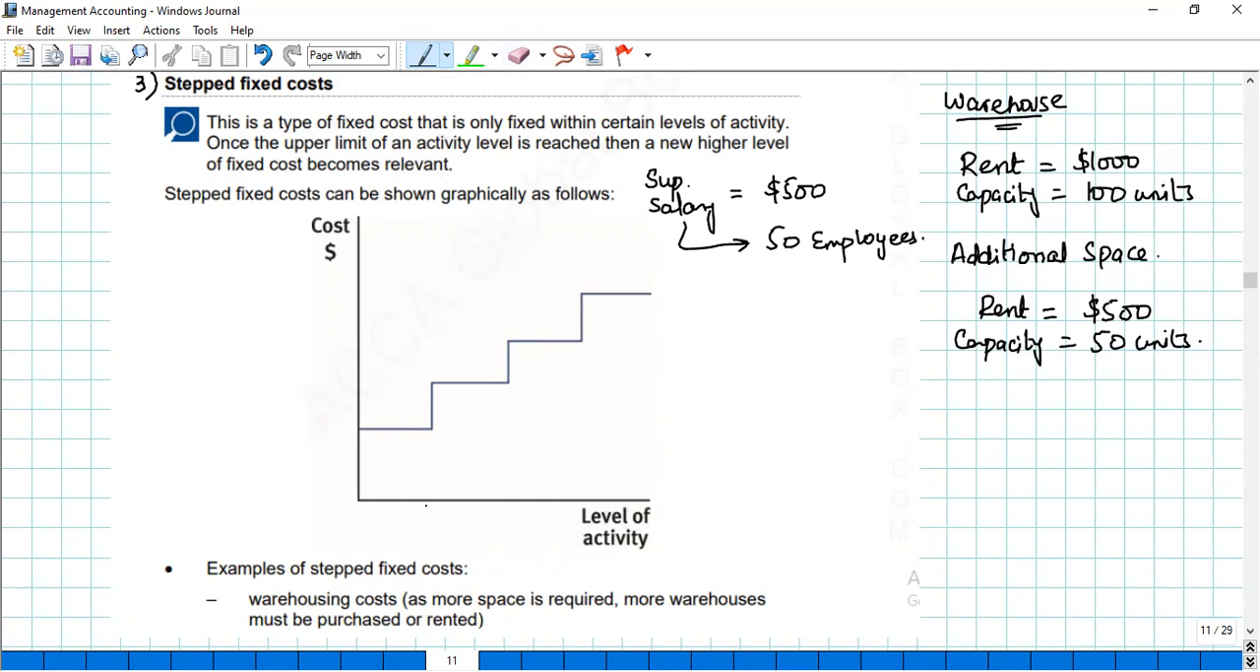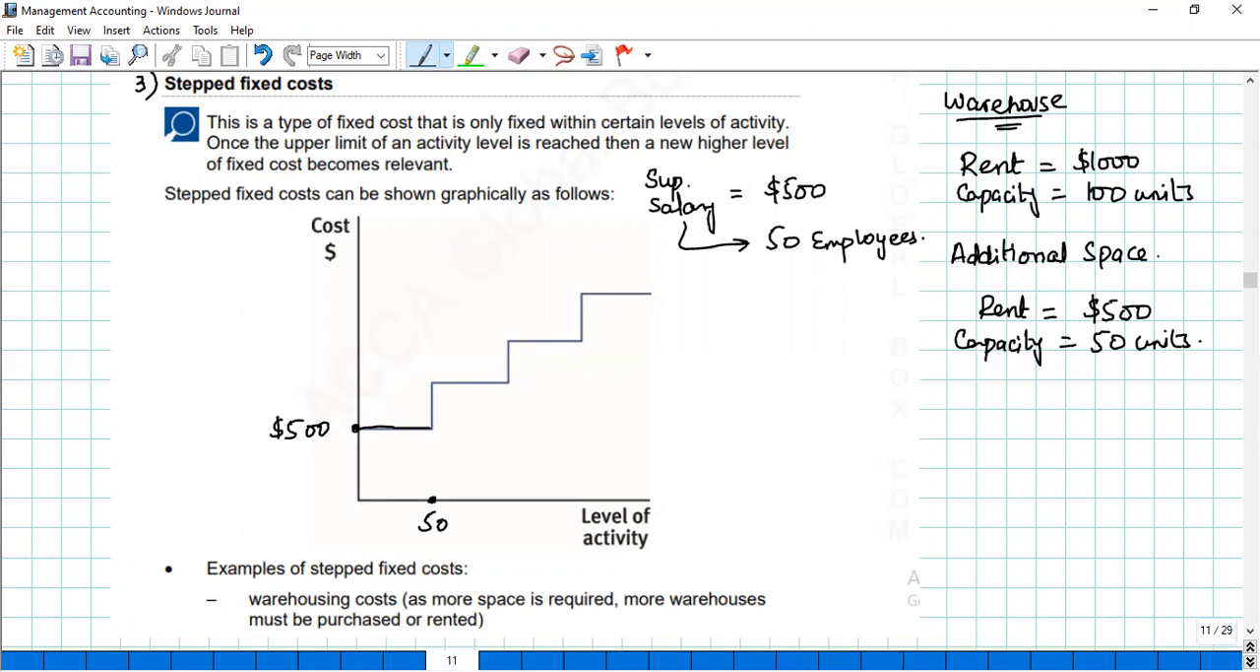So when your employees are up to 50, you just have one supervisor and you are paying him a salary of $500. That's it. Cost is fixed. Now, when your employees increase and go above 50, you have to hire another supervisor, right? Let's say you have hired 20-30 more employees. Now your total employees are 80.